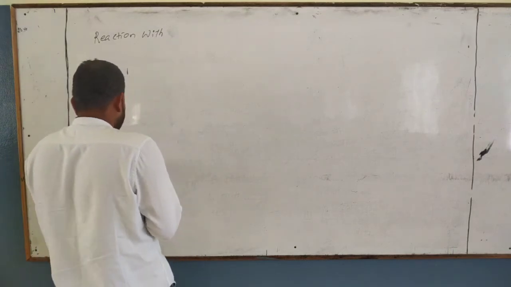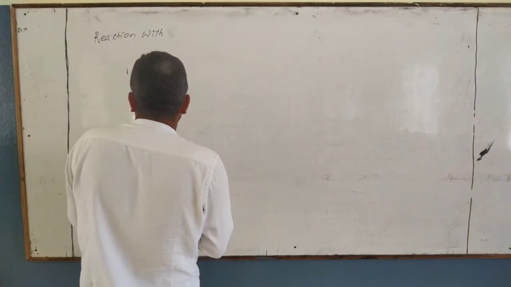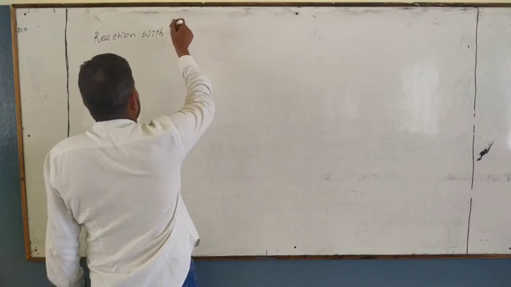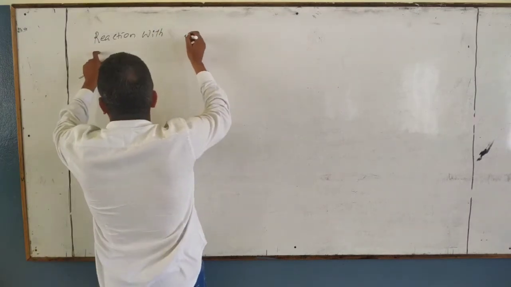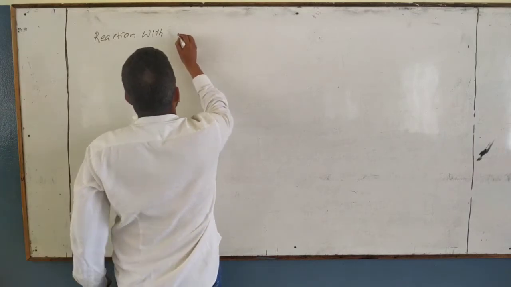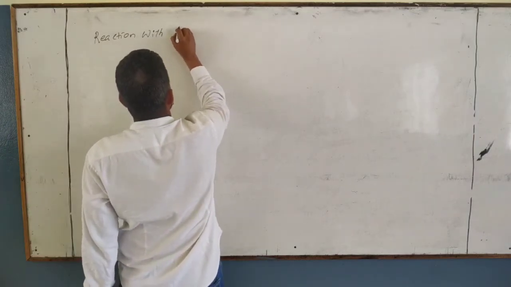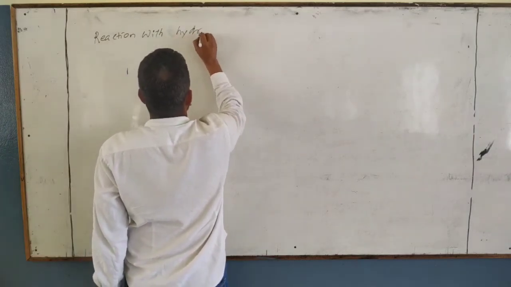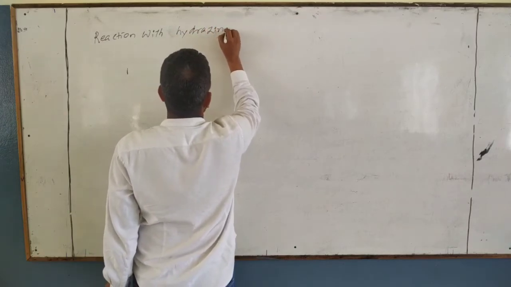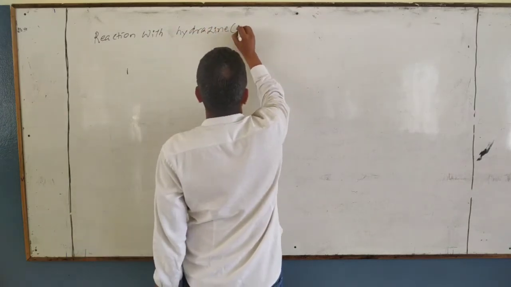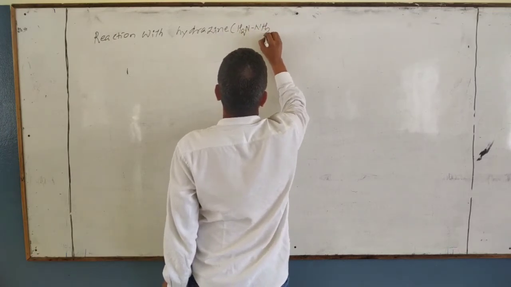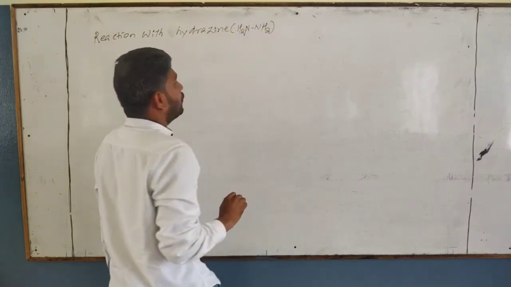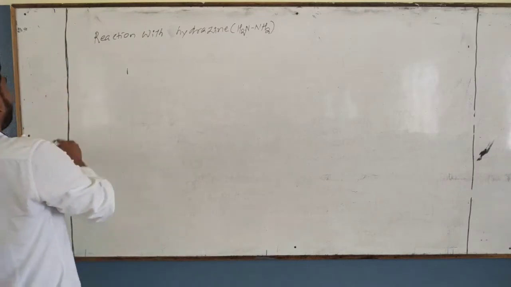Reaction with hydrazine. Now, reaction with hydrazine. What is the chemical formula of hydrazine? N2H4.